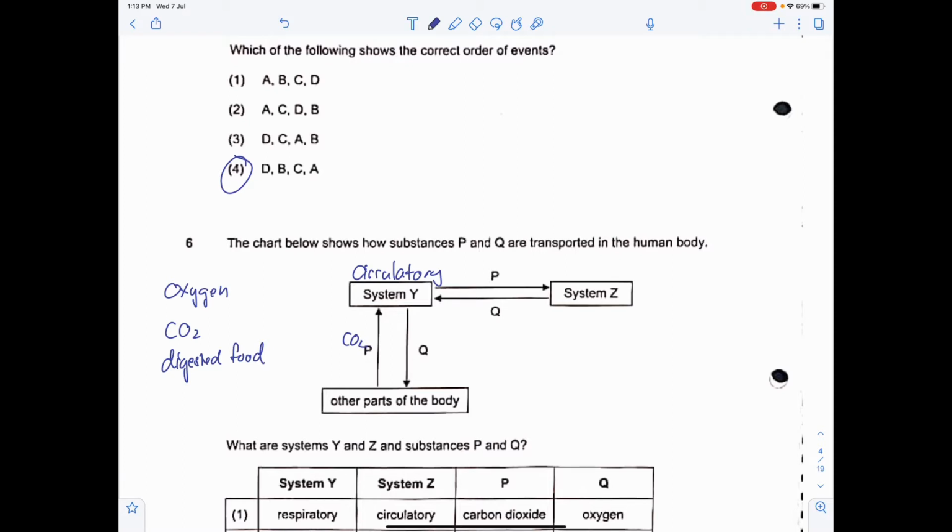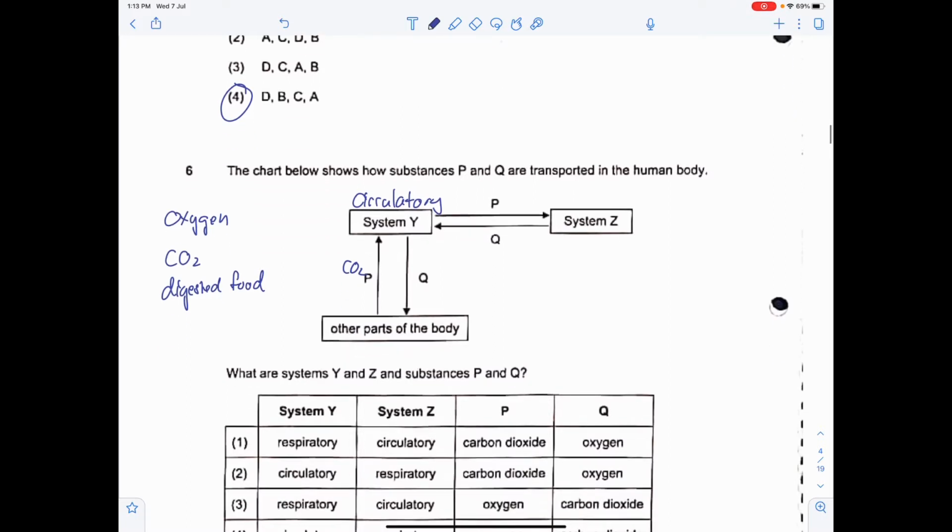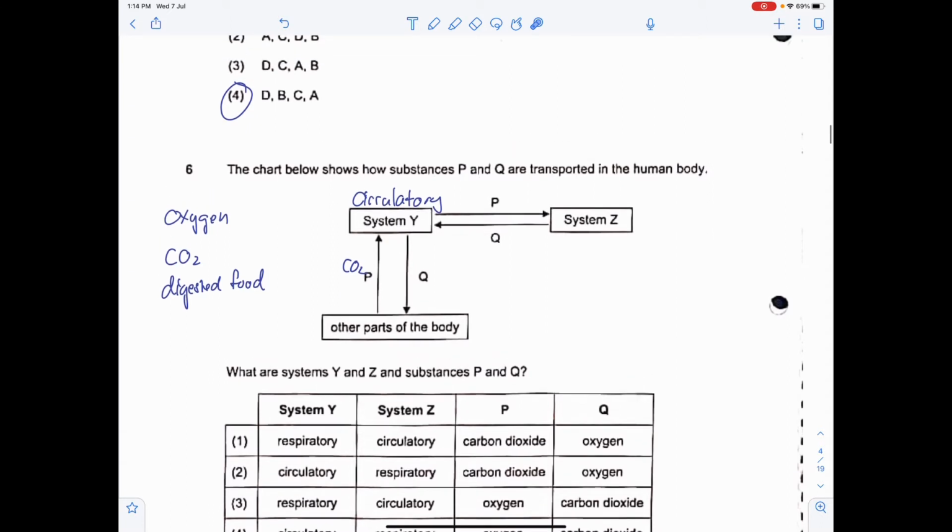So think about it. What is it that comes only from Q and then goes to every other part of the body? Now in this case, your P comes from other parts and goes to this other system. Think about it. Which other system would be supposed to receive carbon dioxide? It's actually your respiratory system, because that is the only one that would want to receive your carbon dioxide and remove it.